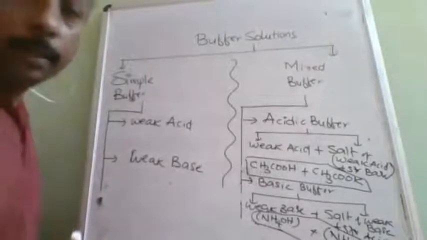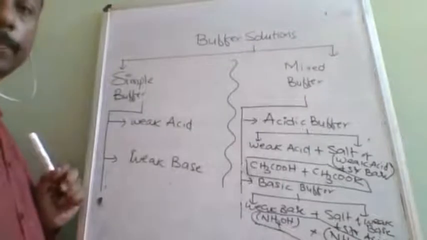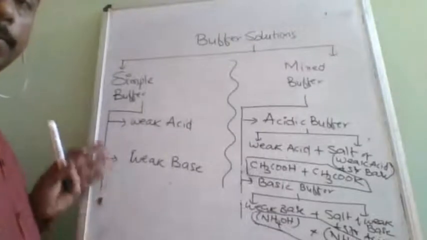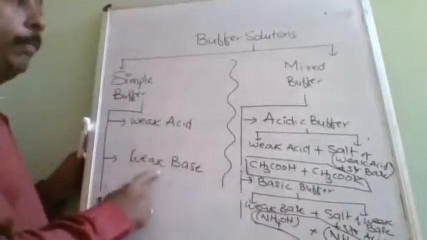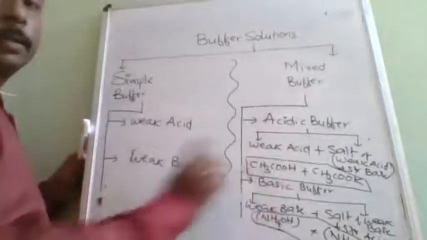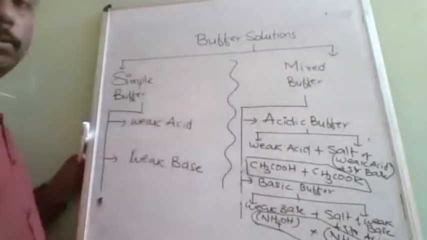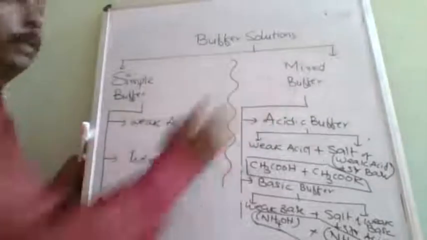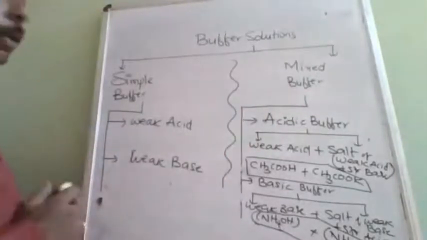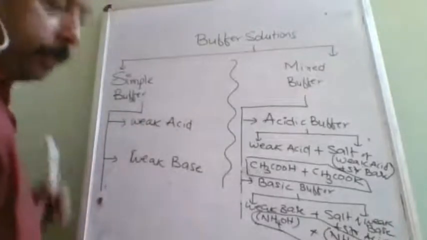This is the theory part of the types of buffer solution. Buffer solutions are broadly four: weak acid, weak base, acidic buffer, basic buffer. And if you divide into sets, there will be two types: simple buffer and mixed buffer. Simple buffer has two types, mixed buffer has two types, and mixed buffer has two parts.